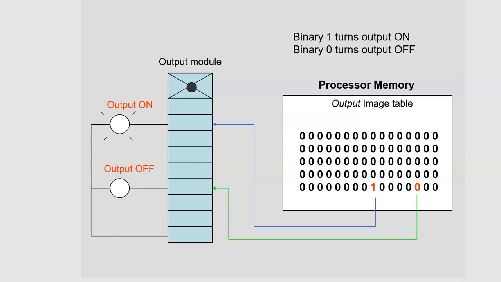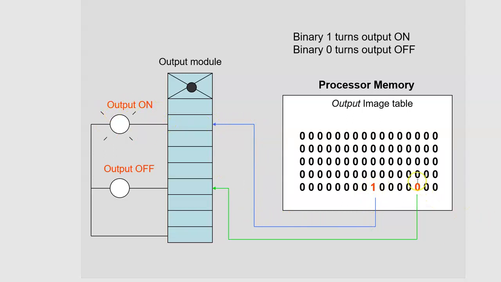Alright, we have the same kind of thing with the output image table. To run through the whole thing briefly, you have a switch that's open or closed, and depending on whether it's open or closed, that's going to put a 1 or 0 in a row of the input image table. Now you wrote a program that's going to look at that input image table, and depending on if there's a 1 or 0 in the input image table, and depending on the program that you write, it's going to either put a 1 or a 0 in a row of the output image table. And if it's a 1 in the output image table, then whatever screw terminal is mapped to that 1 is going to turn that device on.